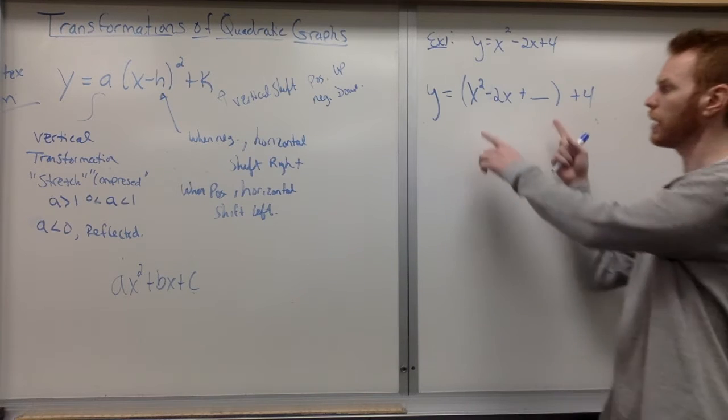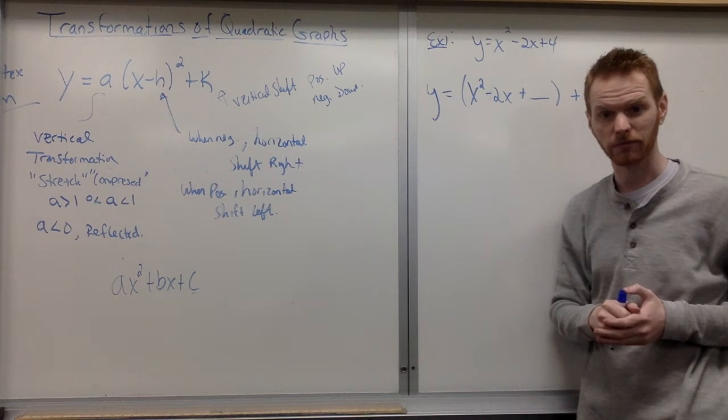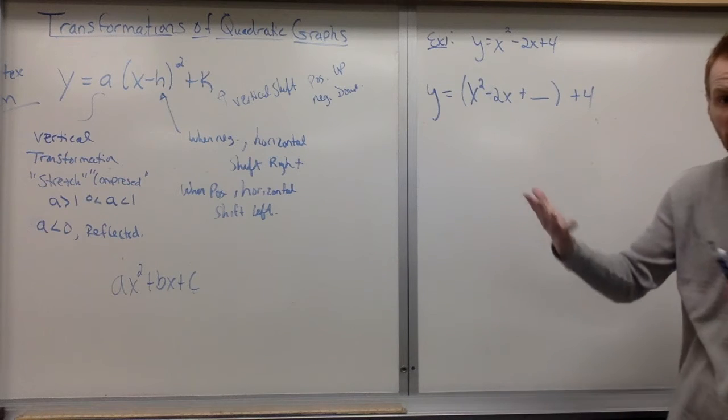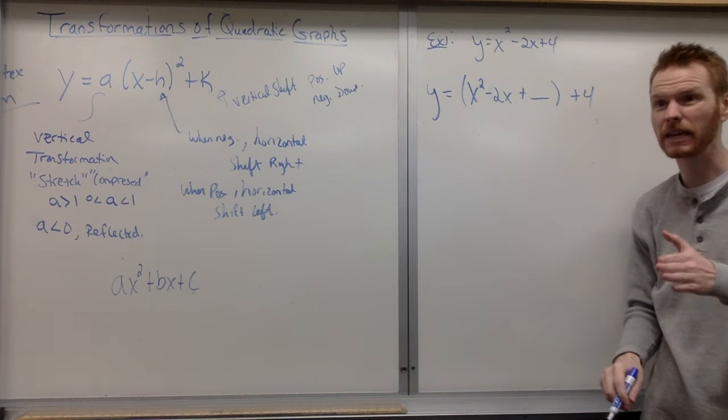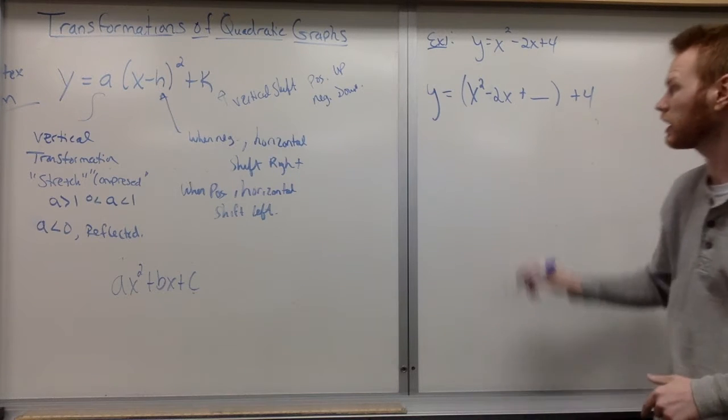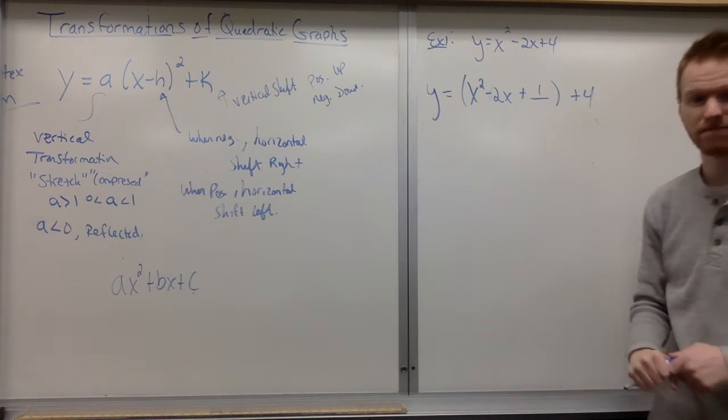And the goal was I wanted to make this a perfect square trinomial, right? So we talked about this. You take half of this and you square it. So half of -2 is -1. Squaring it gives me a +1.